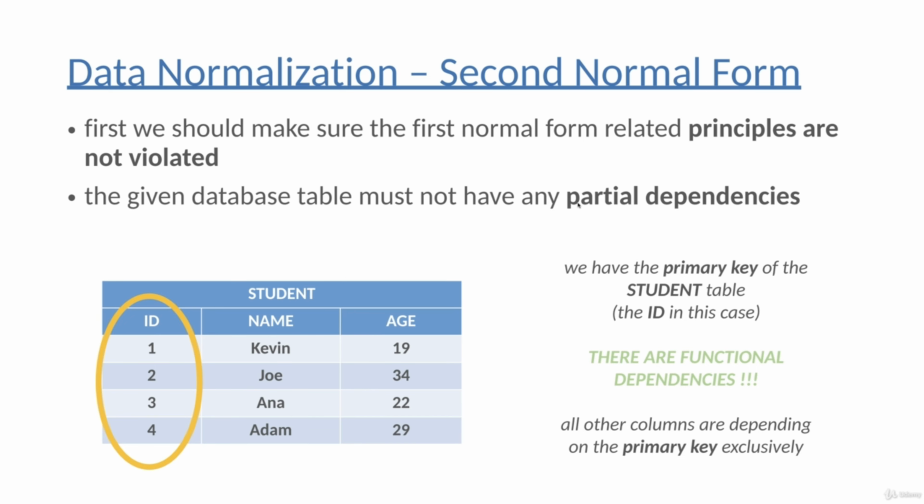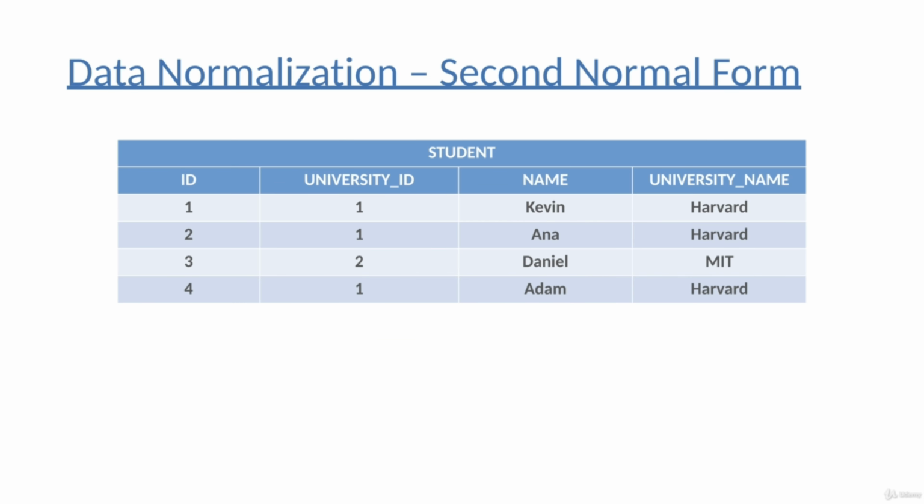So let's consider what is a partial dependency. If we have a database table like this, when we have a student ID that's going to identify every single row in the database table, we have a university ID, we have a name of the given student, and we have the name of the given university the given student is attending. Is it a good database design?